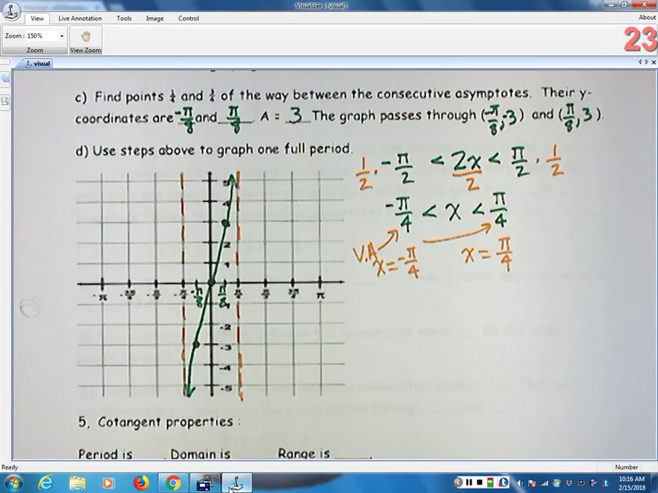And then if you wanted to graph more periods, you could continue. You would draw more.